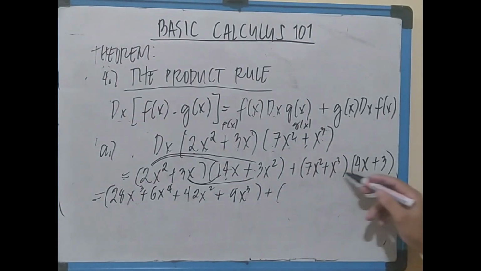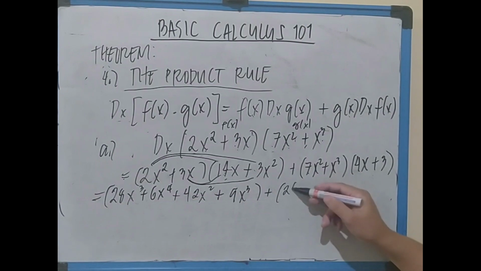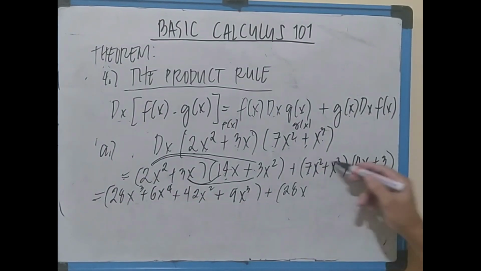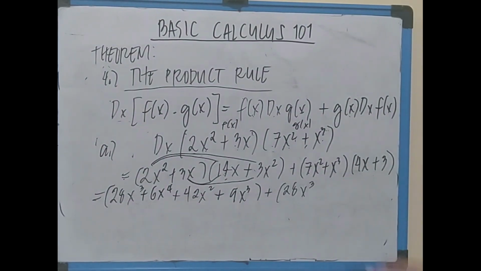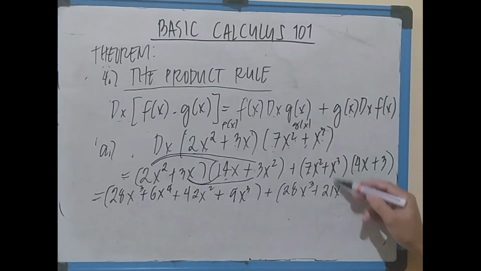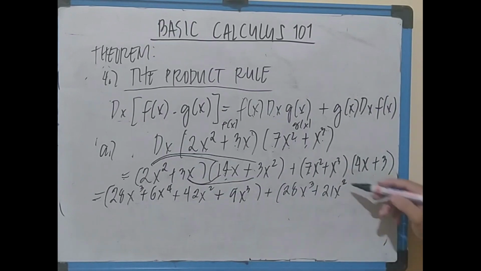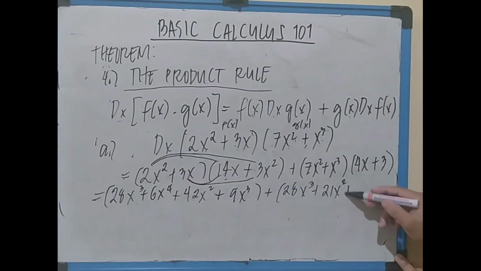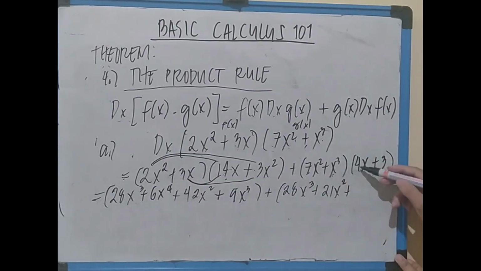Okay, so 7 times 4 is we have 28x. Then 2 plus 1 will be cube. Then 7 times 3 is 21. X, copy, squared. Then plus, we have x cubed times 4x will be 4x, then raised to 4. Then x cubed times 3 will be 3x cubed.